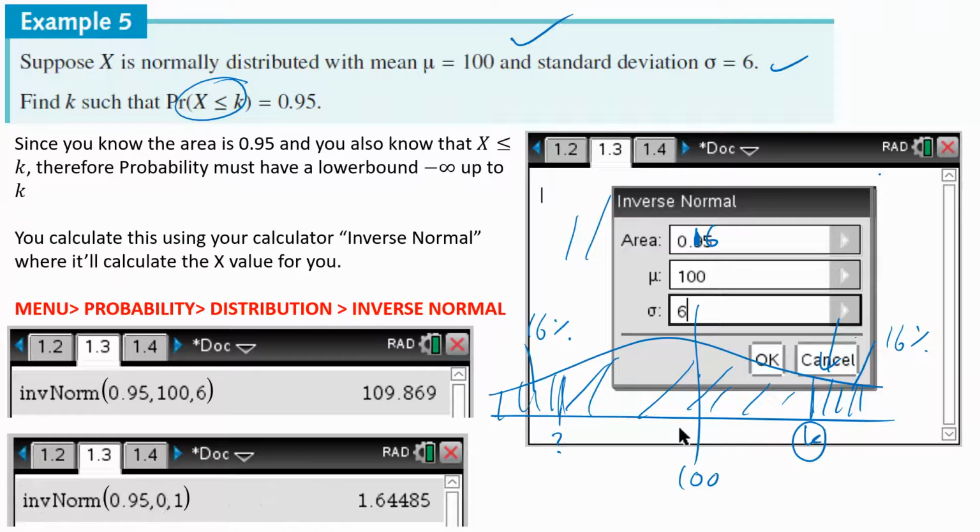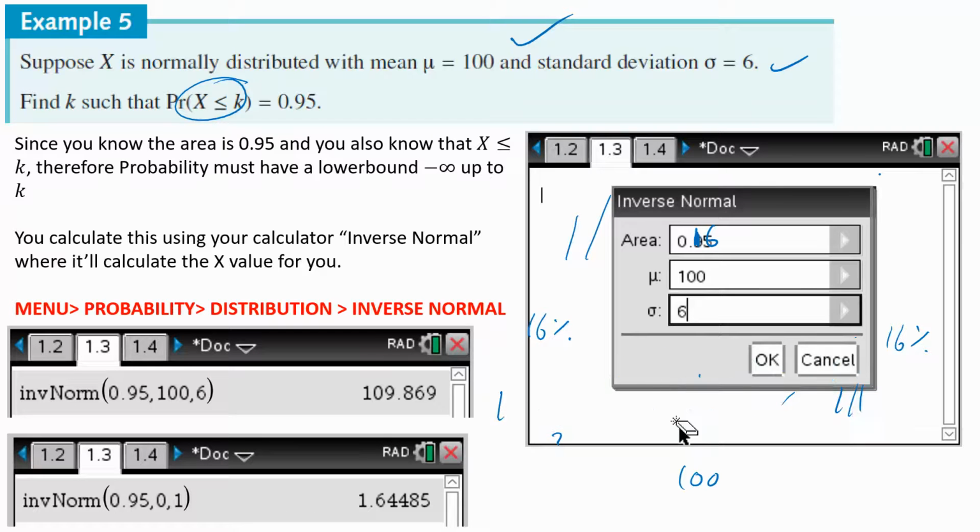And notice what I'm doing here. See 109.869. What did I change? I changed the mean to 0, changed standard deviation to 1. What is this value?